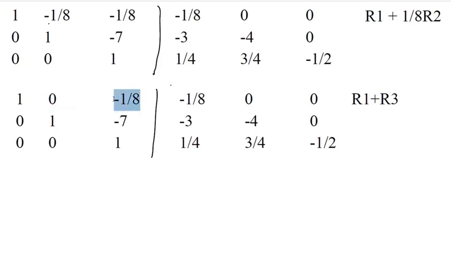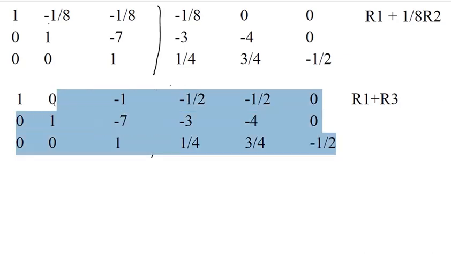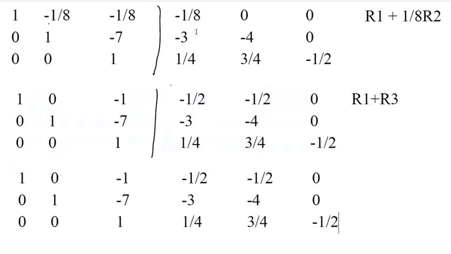That's negative 7/8 plus negative 1/8, so it makes negative 1. Negative 3/8 plus negative 4/8, which is negative 1/2. So that's negative 1/2 here as well. Then that makes 0. Okay. So to get a 0 in the top right corner, I just need to add row 3 to it. Yeah. So let's copy this, paste it.